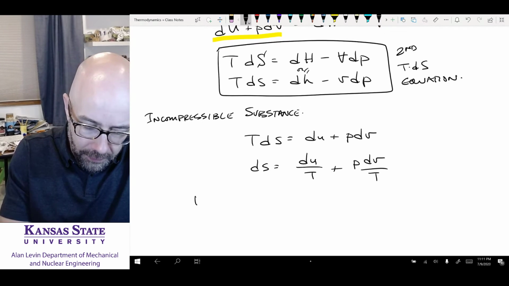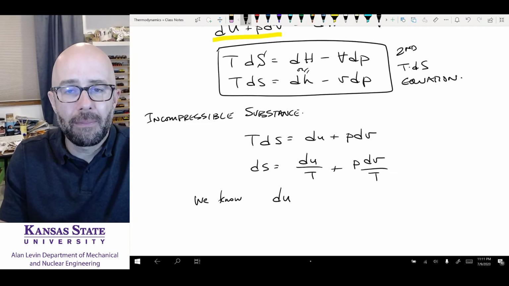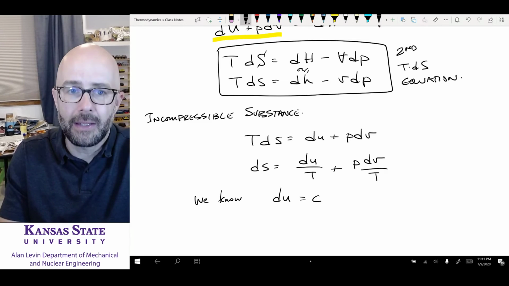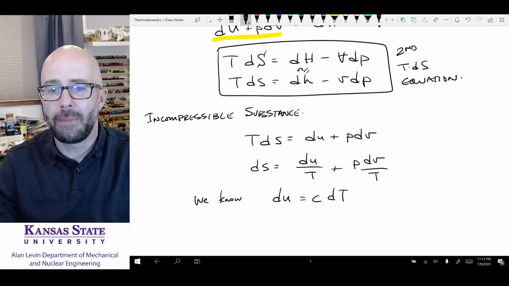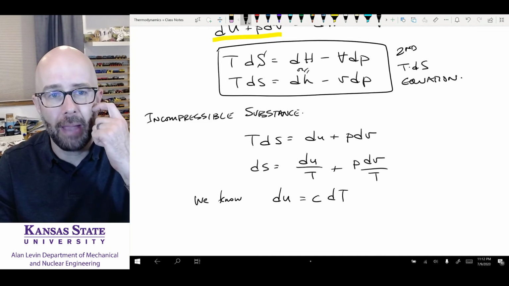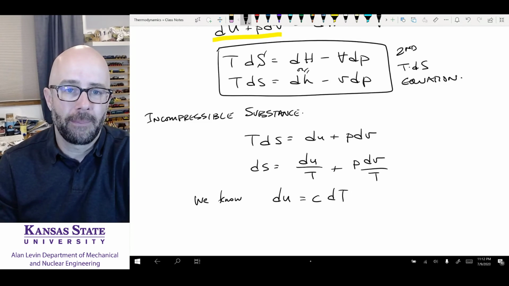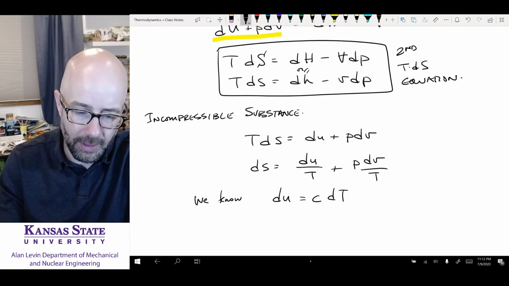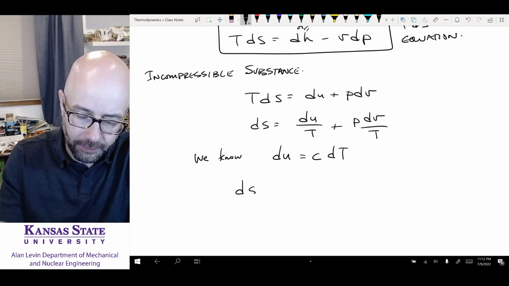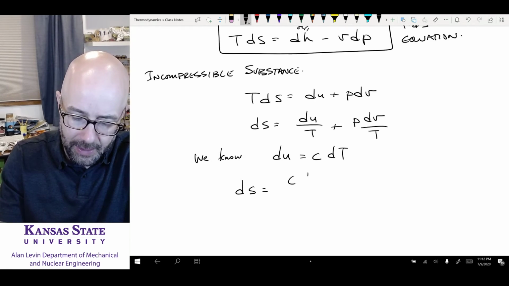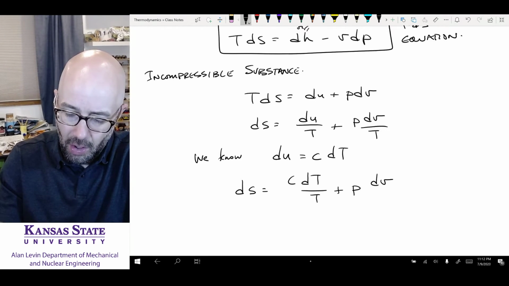Now, what do we know? We know that the change in internal energy for an incompressible substance is equal to the specific heat times the change in temperature. And it doesn't matter which specific heat we use. It could be C sub P or C sub V, because for an incompressible substance, C sub P is equal to C sub V. So we can put this into our equation. We can say ds, lowercase s here, is equal to specific heat times dT all over T plus pressure times dV all over temperature.